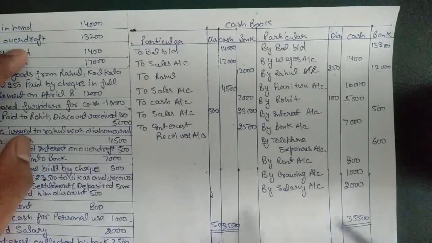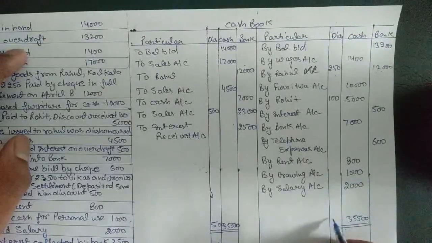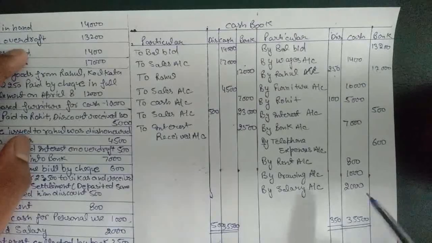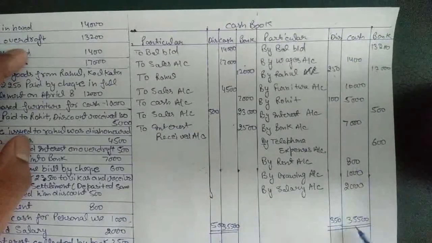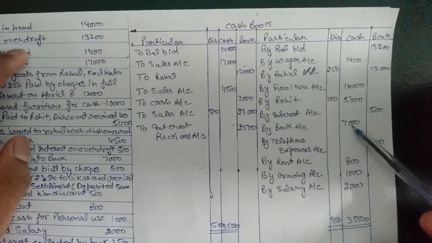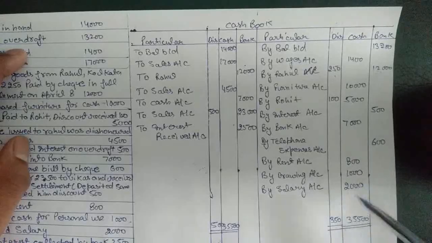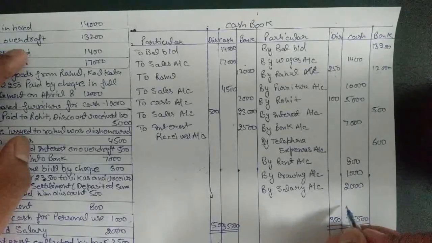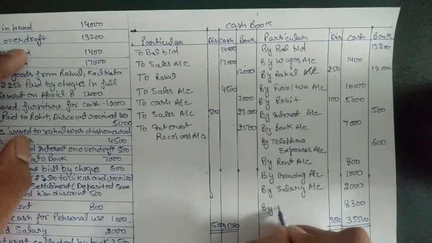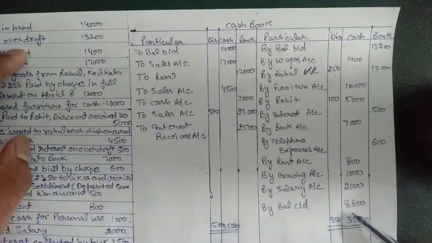And on this side also we need to calculate discount received. 250 and 100 is 350, close account. Now we need to deduct all the cash balances from this debit cash balance, that is 27,310, and the remaining balance will be 8,300 balance c/d. This is for the cash column.